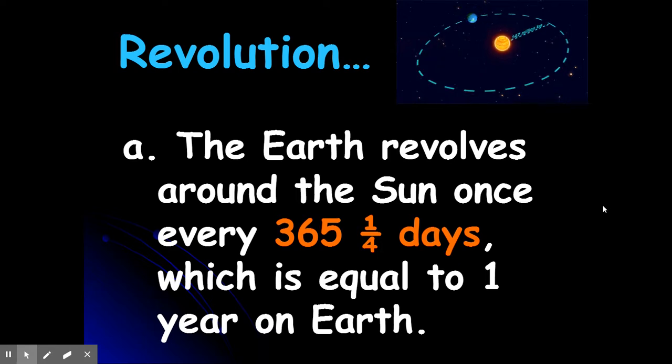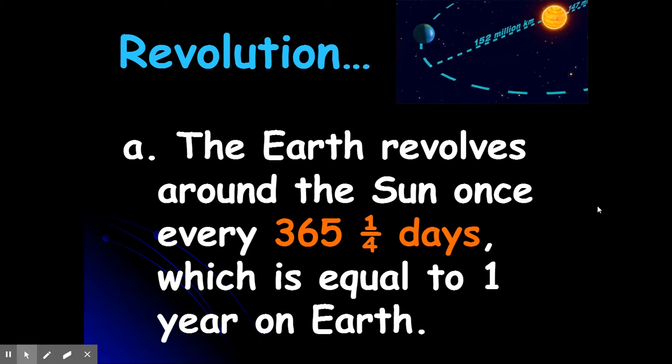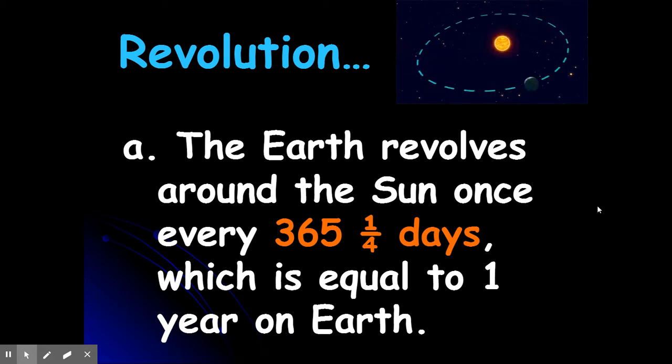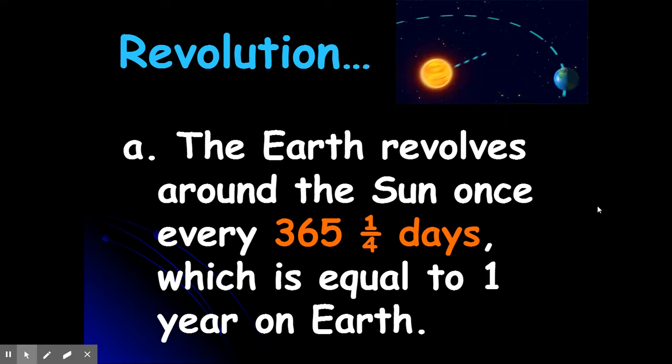Okay, so now let's talk about revolution. Revolution is the movement of the Earth around the sun. Okay, so you see in the GIF up there at the top that the Earth revolves around the sun, orbits the sun. And notice that it is not a perfect circle.